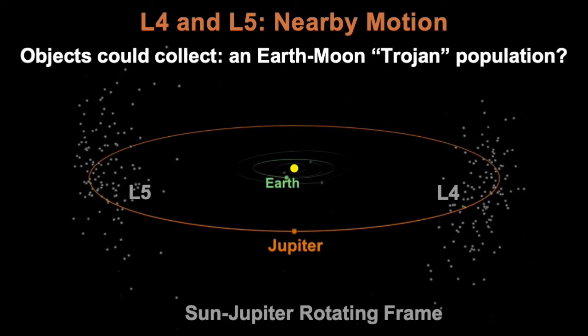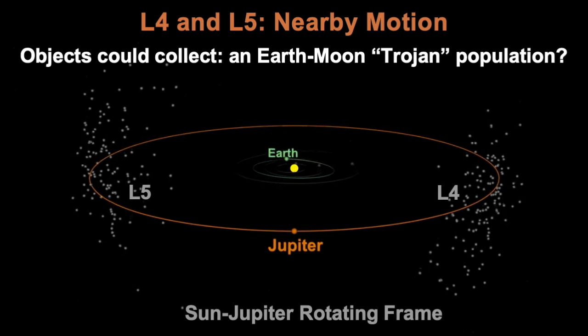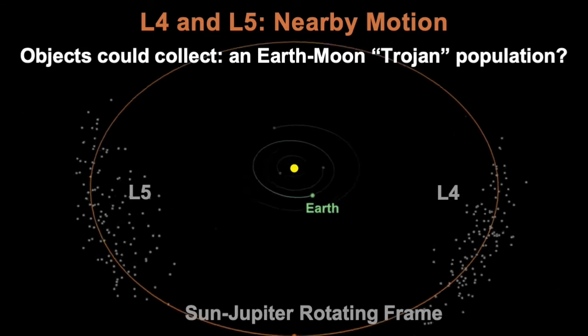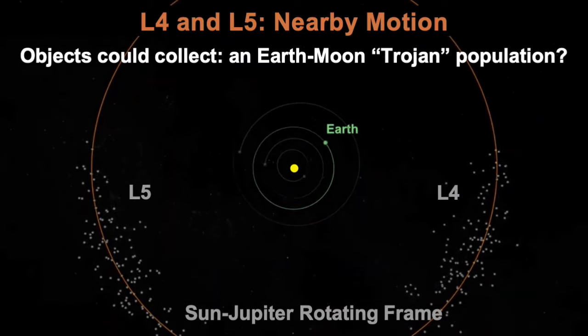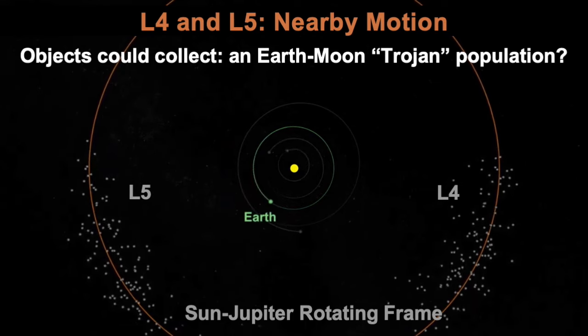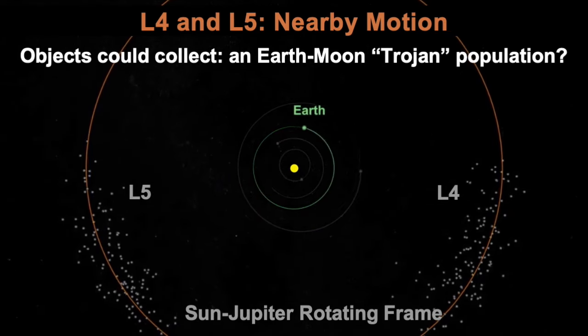But objects could collect at the L4 and L5. So this is showing the Sun-Jupiter L4 and L5 and their famous Trojan asteroid population. But something similar could be happening in the Earth-Moon system. In fact, I'm not sure. There may have been some quasi-moons detected near L4 and L5 at some point. Earth-Sun, yeah. Yes. Not for this yet.